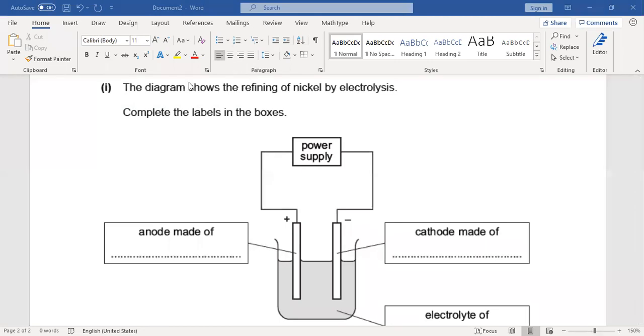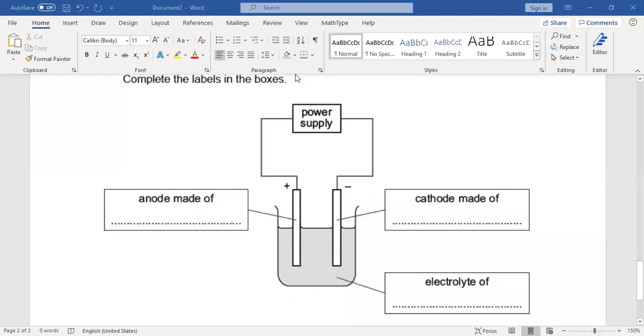As you know, the cathode is always reduction. So this is the place of reduction. Let me repeat: this one is the place for reduction. Reduction means that you gain electrons. Here is the place for oxidation, which is losing electrons.